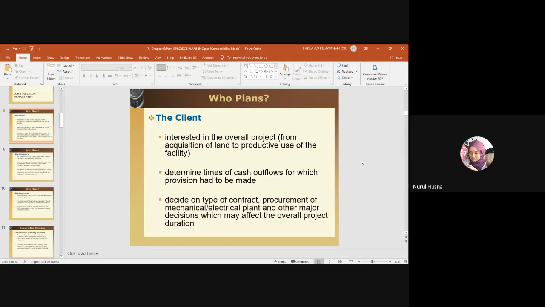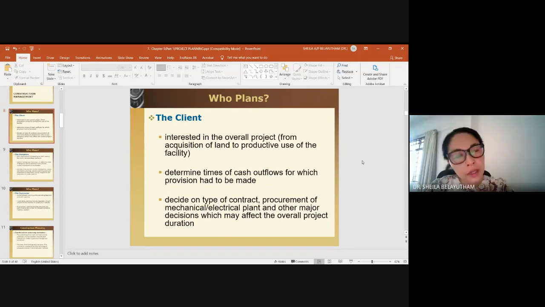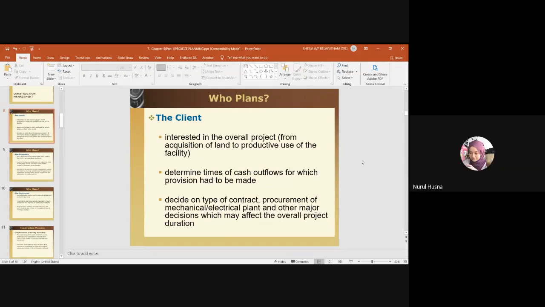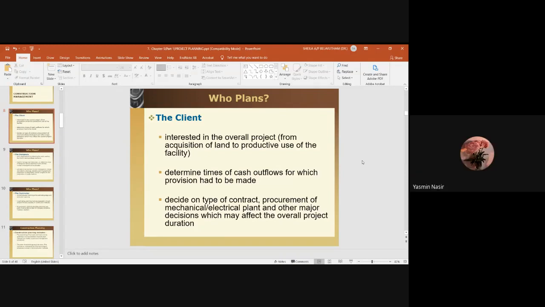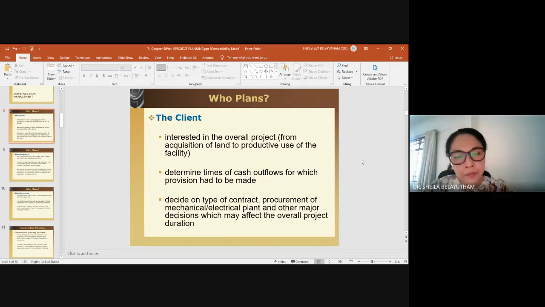Traditional. Again what? Traditional. Traditional, okay. What else? Lump sum. Lump sum, okay. So if you see that, basically there are lump sum, there are turnkey, there are traditional.